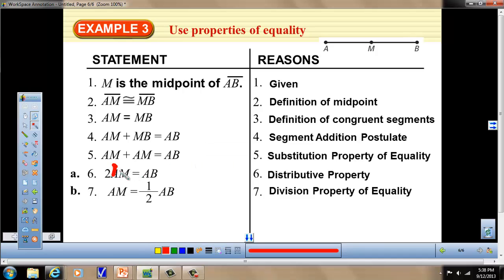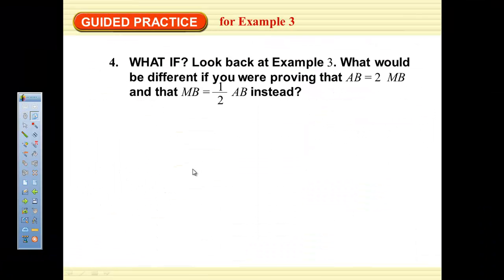If we wanted an MB here and we wanted an MB here, what we'd have to do is, when we got to this step right here, instead of replacing MB with AM, we would replace AM with MB. So this would be MB plus MB, and then we'd have 2MB equals AB, and finally we'd have MB equals 1/2 AB. Nothing on the right side would change. We would just replace AM with MB instead of replacing MB with AM. So that answers that question.